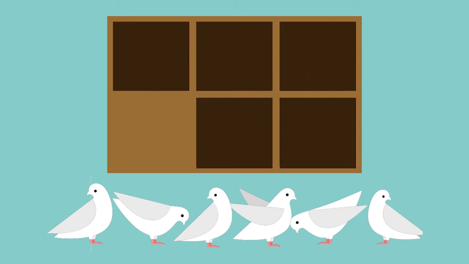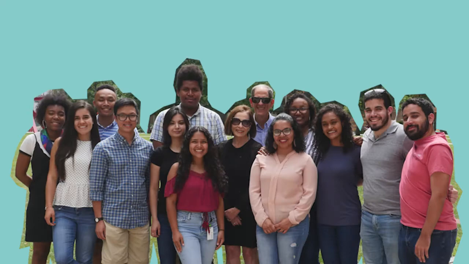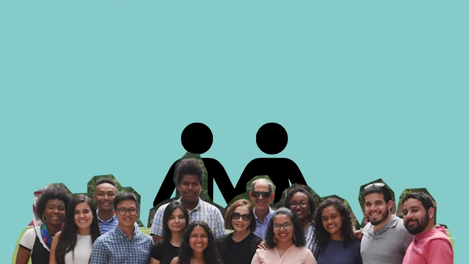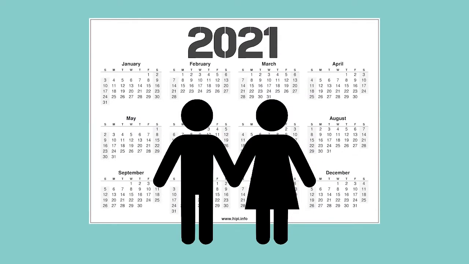Imagine that there are 5 boxes, but you have 6 pigeons. To be able to fit them all into boxes, you would need to have 2 pigeons in a box, right? This doesn't always have to be about tangible objects. The Pigeonhole principle can also say that if there are 14 people gathered in a room, it is sure that 2 people share the same birth month because we only have 12 months in a year.